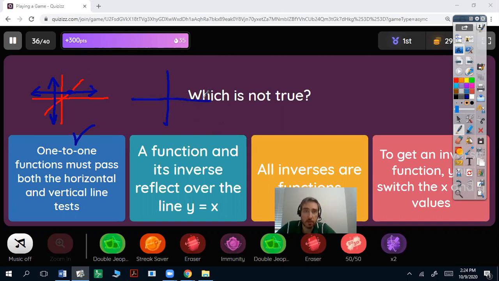Function that's an inverse reflective of the line y equals x. That is also true. The line y equals x is always going to make a function an inverse line of reflection. So that's true.